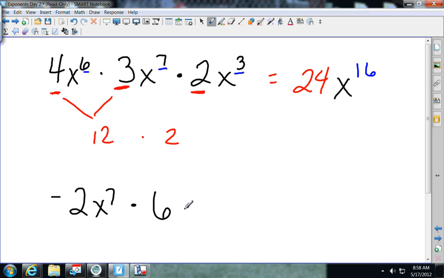Yes, it's a 7. Okay, let's just go with that one. Right there. Multiply the coefficients, negative 12. Now you're saying x to the 8th. How are you getting 8? There is a 1 right here. Yes, and so 7 plus 1 is 8. Very good.